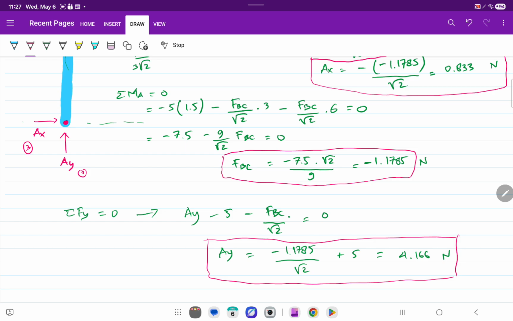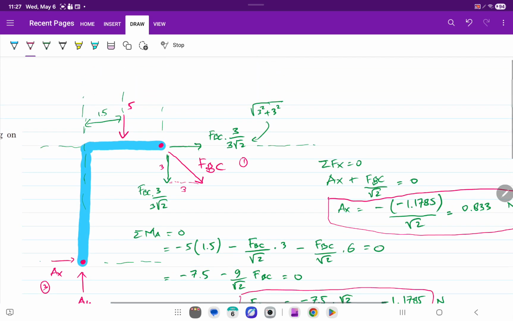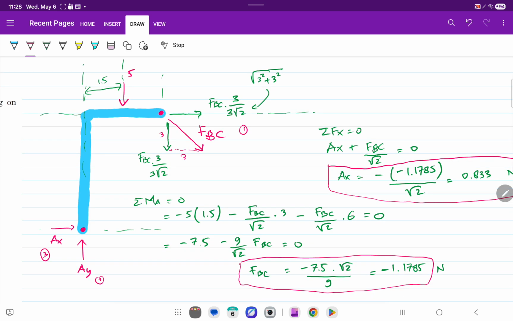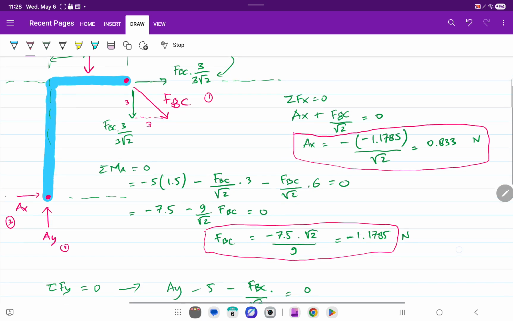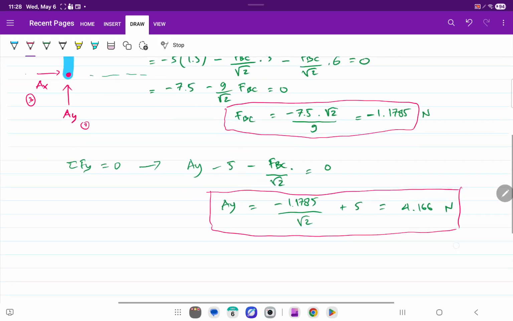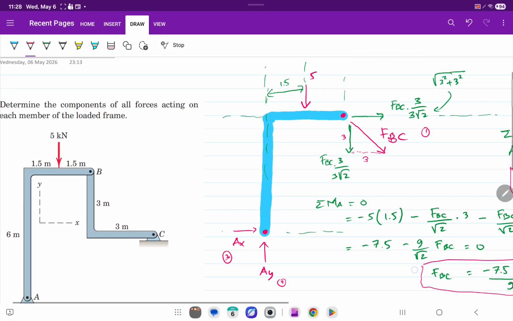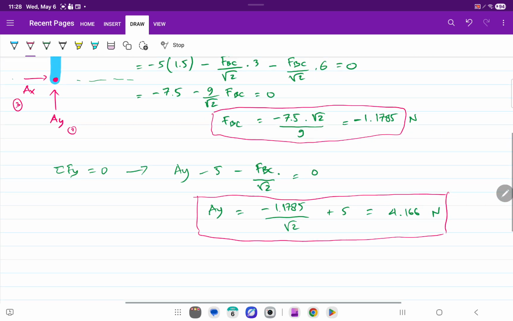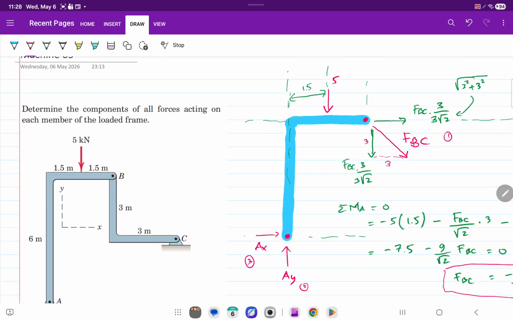Okay, it would be positive, right? Makes sense, right? Because 5 kilonewton here, your Ax, your FBC. So now that's it, right? That's how you get the reaction forces, but that's not enough. Let's continue by drawing the free body diagram from A to B.